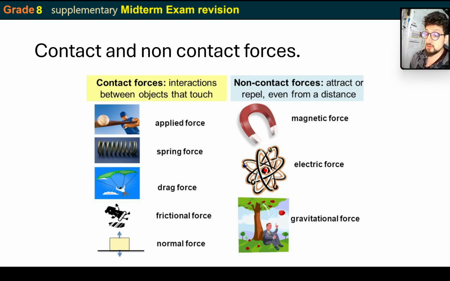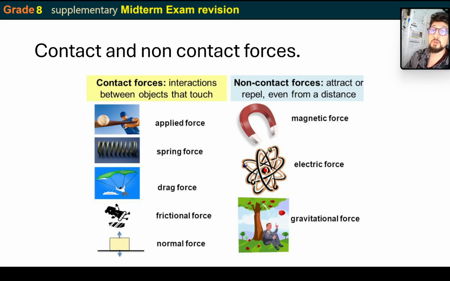So, contact and non-contact forces. Basically, what we mean by that is forces are what we call an interaction between two objects. Forces are measured in newtons. You can say a force is a push or a pull. Forces can either be contact or non-contact. If the two objects that are applying forces on each other are touching, then we call that a contact force. Contact means touching. And if they're not touching, then we call that a non-contact force.